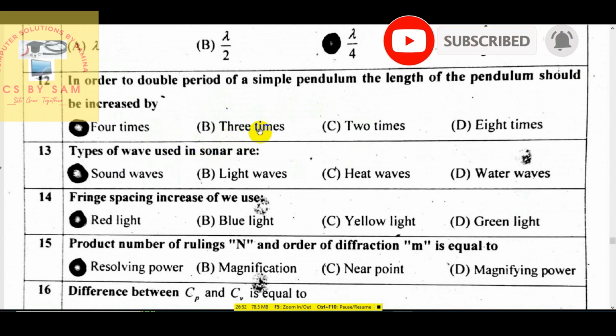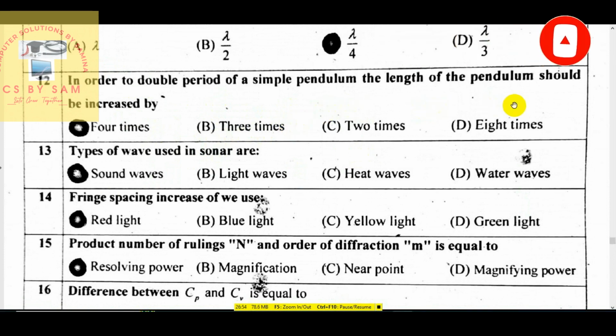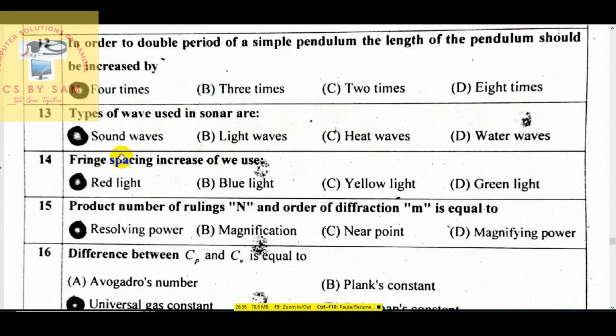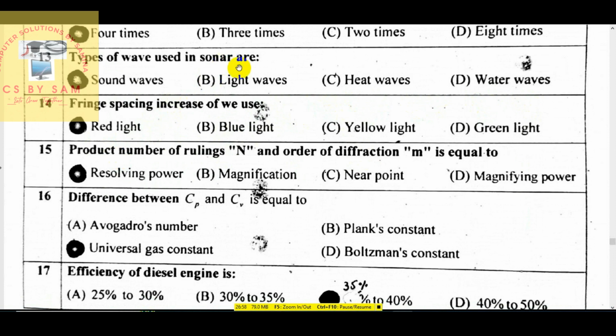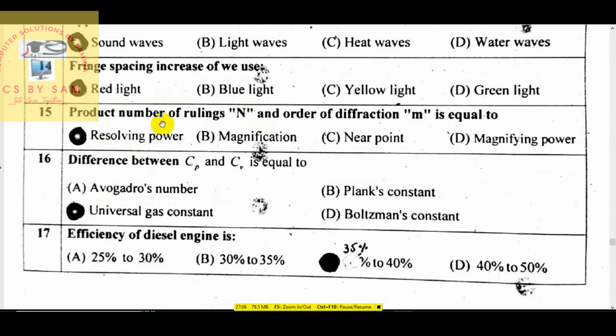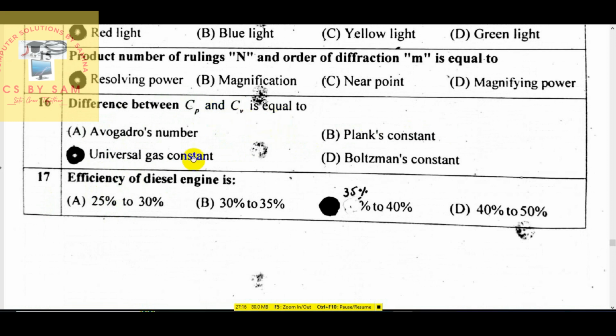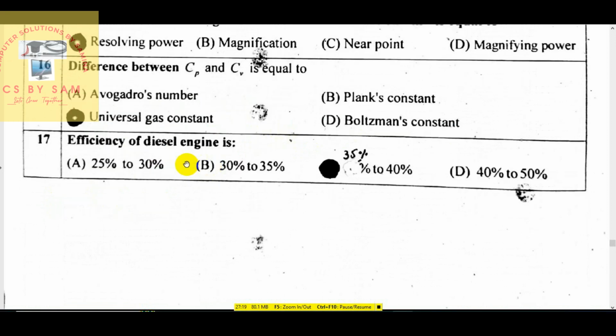In order to double the period of the simple pendulum, the length of the pendulum should increase 4 times. Types of the wave used in sonar are sound waves. Fringe spacing increases if we use the red light. Product of the number of the ruling n and order of the diffraction m is equal to resolving power. Difference between Cp and Cv is equal to the universal gas constant.